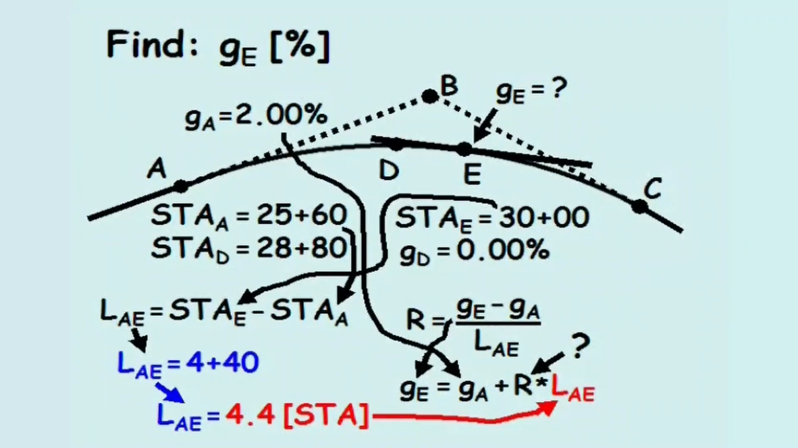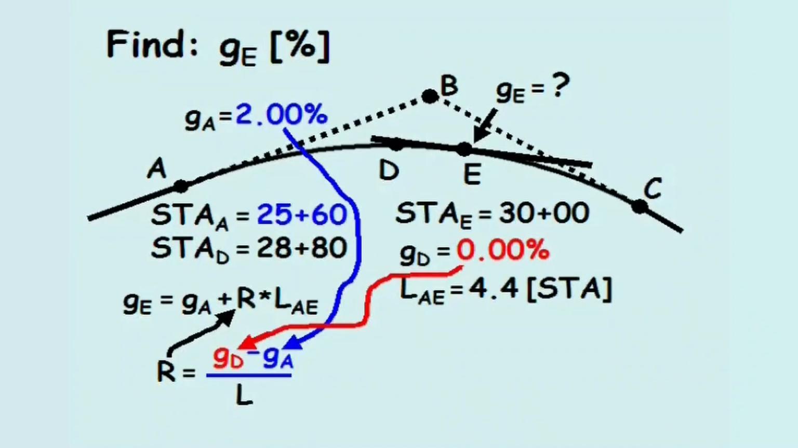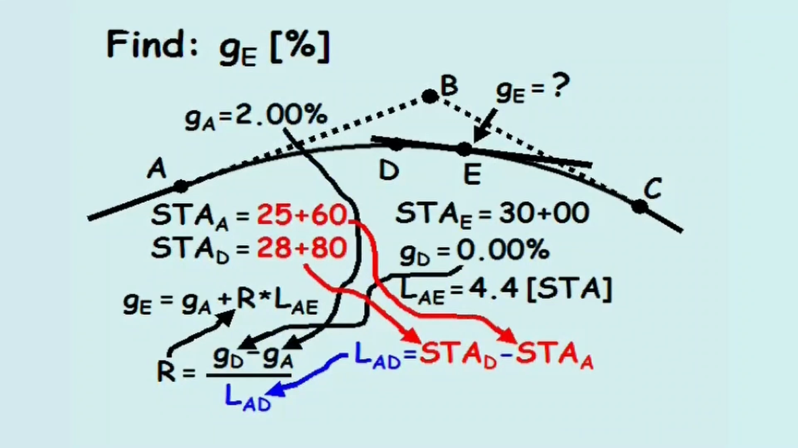To solve for R, the rate change of slope, we'll start with the same generic equation for R we saw earlier. As before, we'll substitute GA for G1. However, now we'll use the grade at point D for variable G2. For this scenario, L refers to the length from point A to point D and equals the stationing at point D minus the stationing at point A. After plugging in those stations, L sub AD equals 3.20 stations.